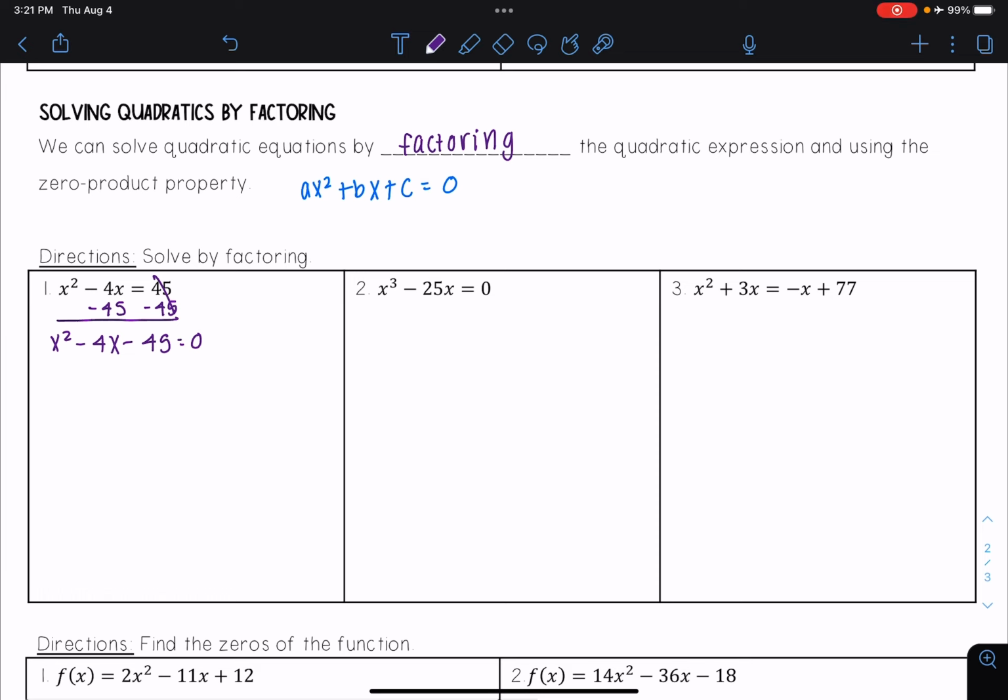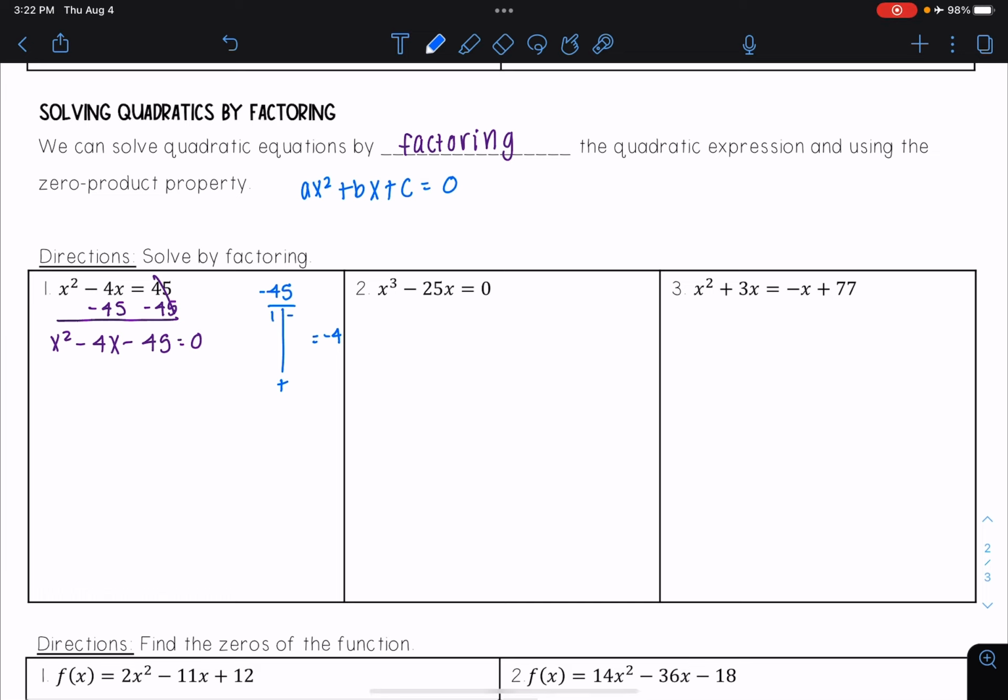And now I want to factor this. Well, we learned when we were talking about factoring that when I have a trinomial and my a is equal to 1, to factor this, I'm looking for numbers that multiply to c. So I want to see what two numbers multiply to equal negative 45. But then I want these factors to add to equal b, which is negative 4. So they're multiplying to negative 45, so that means that one number is positive, the other is negative. And they're adding to a negative 4, so that means that my bigger number is negative.